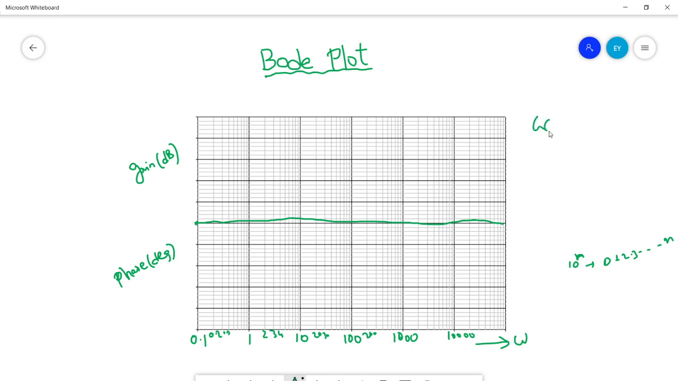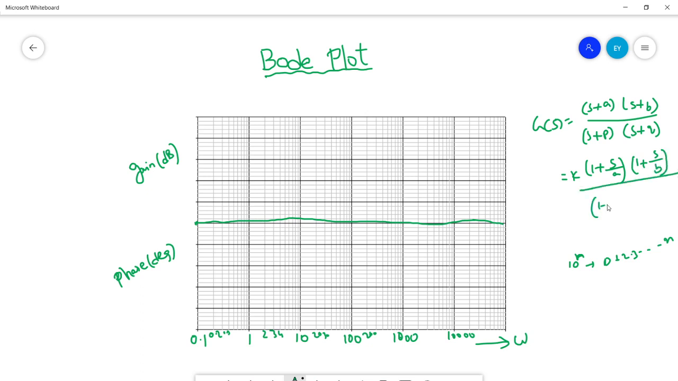As we mentioned, if you are given a transfer function in terms of poles and zeros, G(s) = (s + a)(s + b) / ((s + p)(s + q)), what you can write is K into (1 + s/a) into (1 + s/b) divided by (1 + s/p) into (1 + s/q). So this is how we can write it in the standard form. This is the standard form.